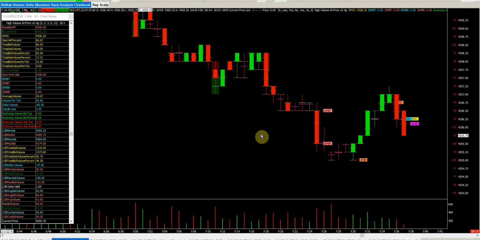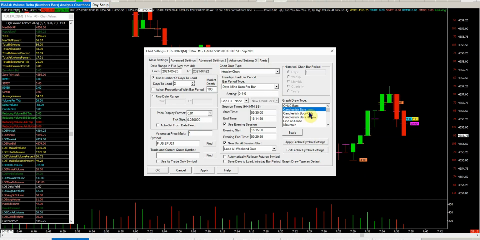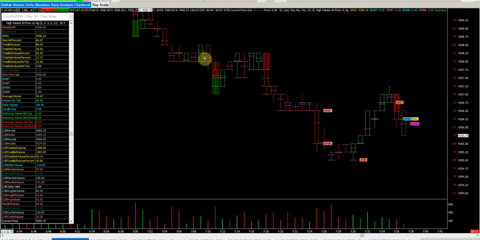Okay, so how do you use this guy? What we're doing is concentrating on the tops and bottoms of each candle to see whether we've got any order flow up here that would say we're going to reverse. Let me go into chart settings, chart candlestick bars hollow. Let me change that so you can see a little bit better.